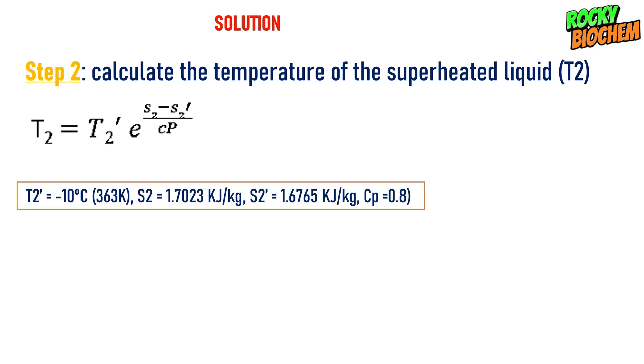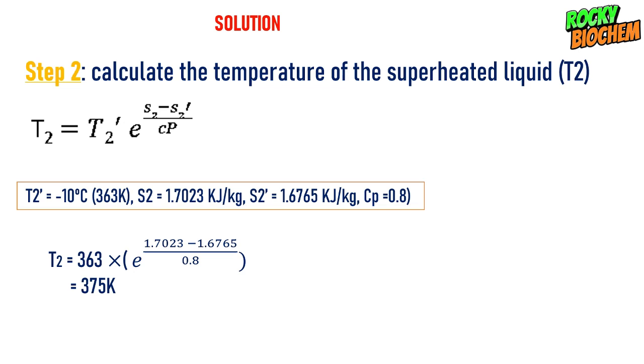And we also have S2 from the refrigeration table to be equal to 1.7023 kilojoule per kilogram. Then we had our S2 prime from the refrigeration table to be equal to 1.6765 kilojoule per kilogram. The question also gave us Cp to be equal to 0.8. So let's fix them into the equation, and after inputting them into your calculator, you are going to get 375 Kelvin to be your T2.